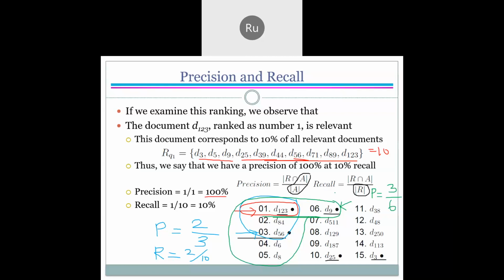And what is the recall? The recall is, so far we only retrieved 3 out of 10. Yes, right, 3 over 10. Okay, so if I jump to the last one, if I jump here, what is the precision that we have here? What's the precision?